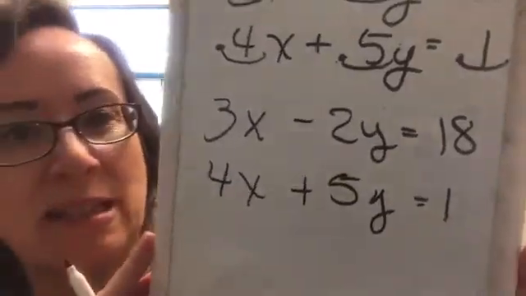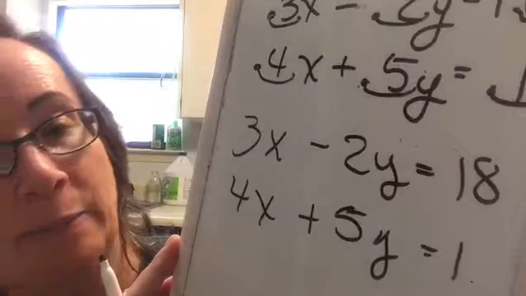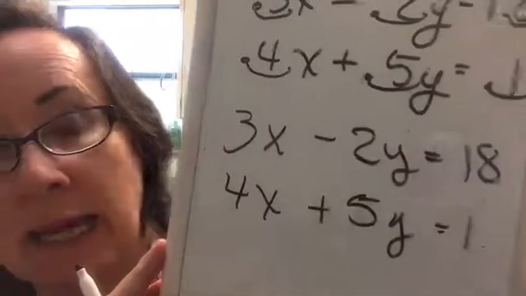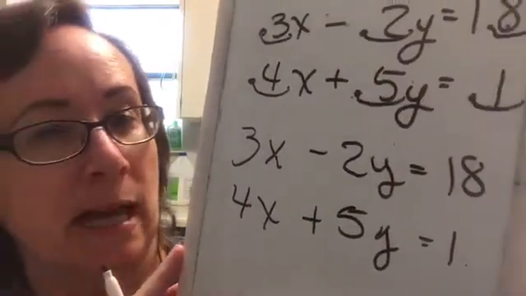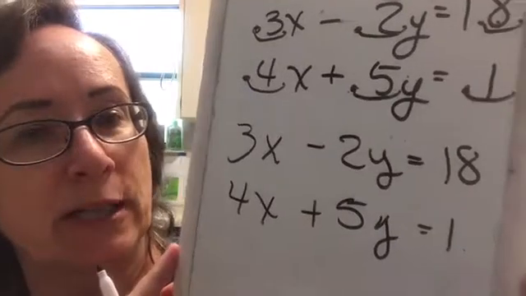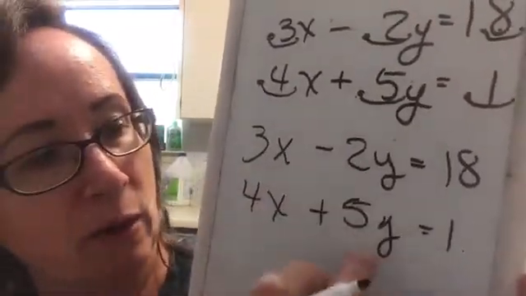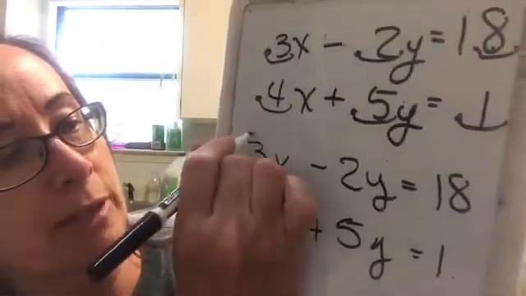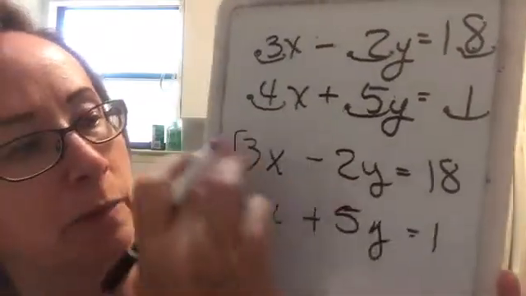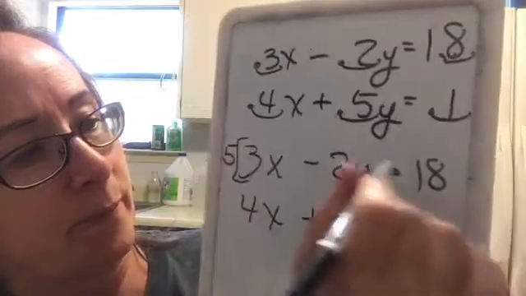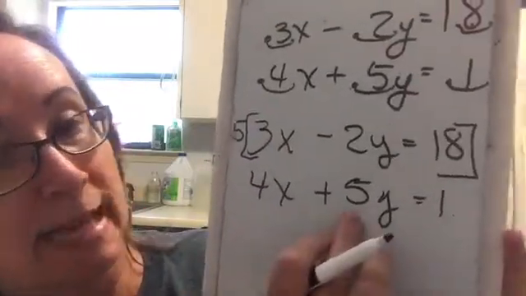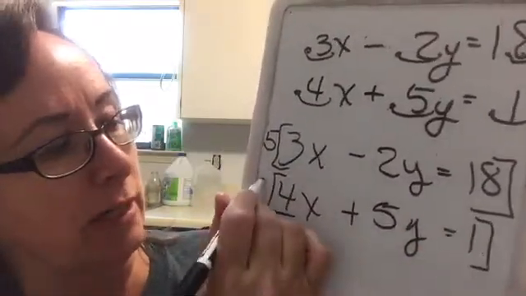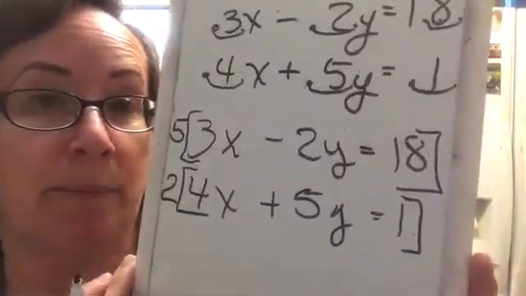Now, this one's not very pretty, but I'm going to do it a little differently. I'm going to go for the y's this time, because I already have one positive y and one negative y, so I already have opposite signs. I'm going to multiply both equations to get to a negative 10y and a 10y, so that my y's will eliminate. So in order to get this first one to a negative 10, I need to multiply by 5 all the way across. And then to get the second one to a 10y, I need to multiply by 2 all the way across.